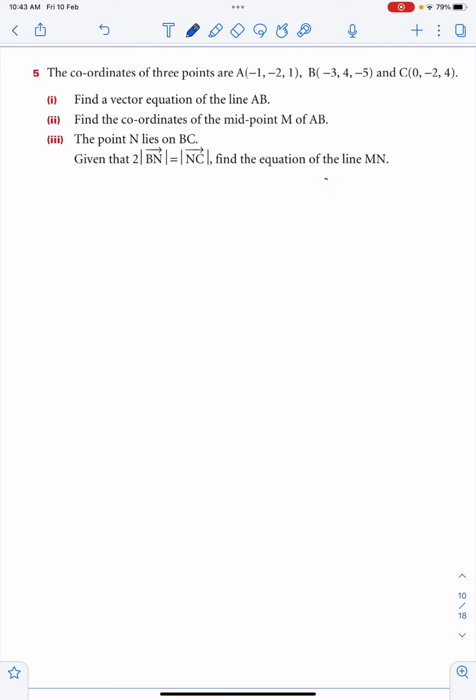Okay, let's find out the vector equation of the line. For that we need the direction vector. Firstly we need AB, which is called the direction vector. Okay, so AB is OB minus OA. OB I'm writing, which is (-3, 4, -5), and OA is (-1, -2, 1).